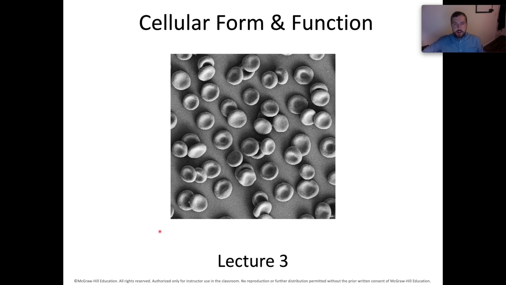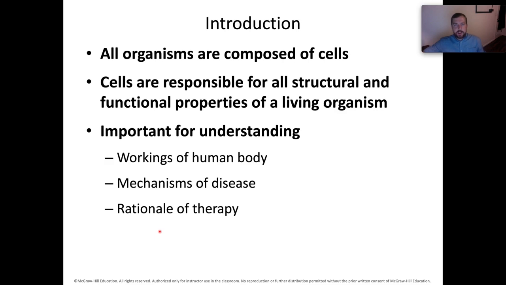Today we're going to discuss the roles of cellular form and function. We started sort of working our way up these different hierarchies of organization. So the cell is the basic unit of an organism. All living organisms must be composed of cells, and they carry out the structural and functional properties of a living organism.